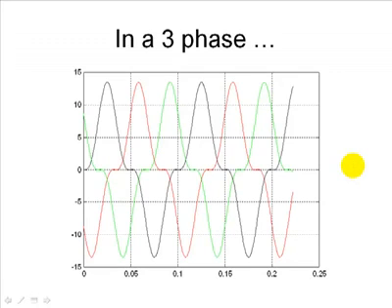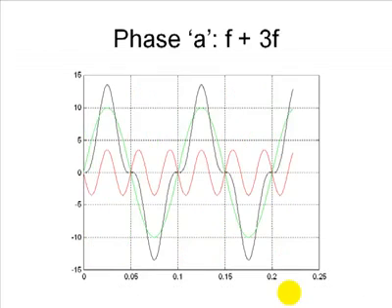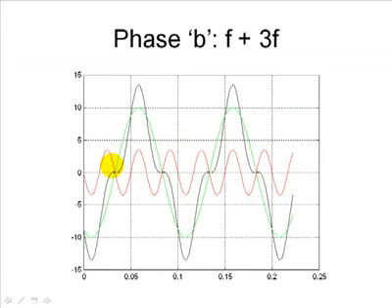In a three-phase system, I have depicted the magnetization current of each one of the phases, in black for phase A, in red for phase B, and in green for phase C. Each one, of course, has a fundamental component and a triple frequency component, but we better see them separately in three different graphics. For phase A, the fundamental component in green and the triple frequency component in red are depicted here, and then for phase B and for phase C.